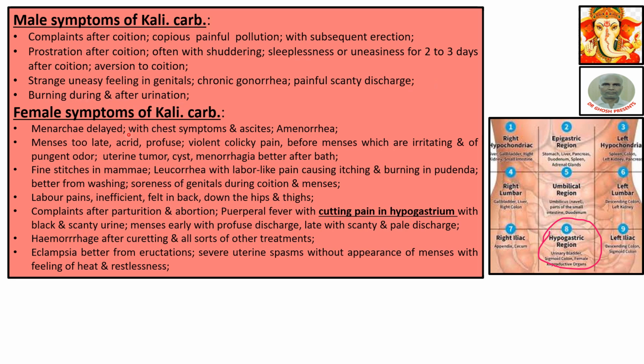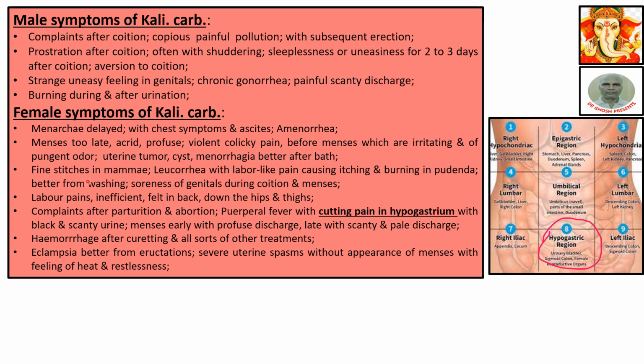Female symptoms of Kali Carb. Menarche delayed with chest symptoms and ascites, amenorrhea. Amenorrhea is stopping of menses. Menses delayed, acrid, profuse. Violent colicky pain before menses which are irritating and of pungent odor. Uterine tumor, cyst, menorrhagia better after bath.